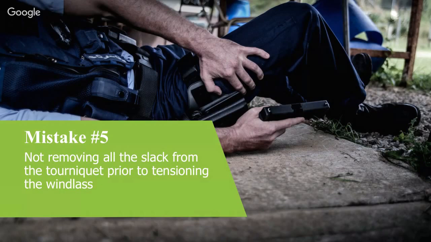Maybe next time we do this sort of webinar, Dan, we might do a little video that'll explain this a lot better than I'm articulating it. But we know that you do need to take out all that slack. You need to make it as tight as possible when applying those. So with both the CAT and the soft T, I'll grasp the windlass and pull as much of that tail of the tourniquet as I can and cinch it up as tight as possible before starting to windlass.